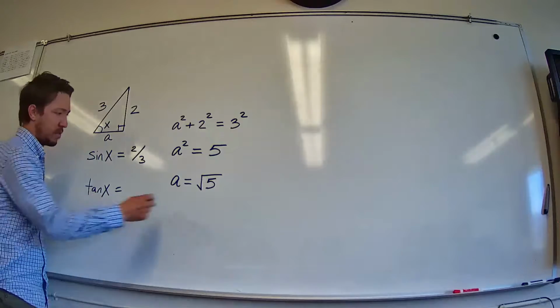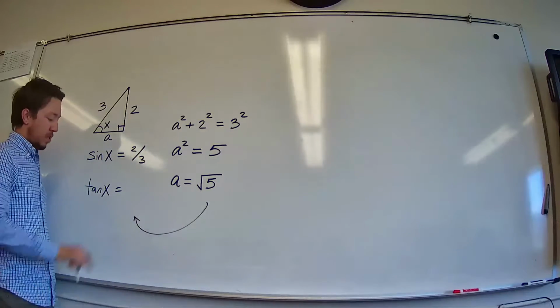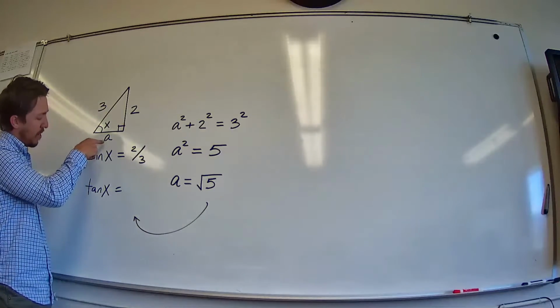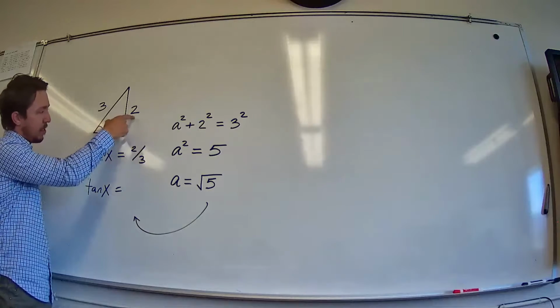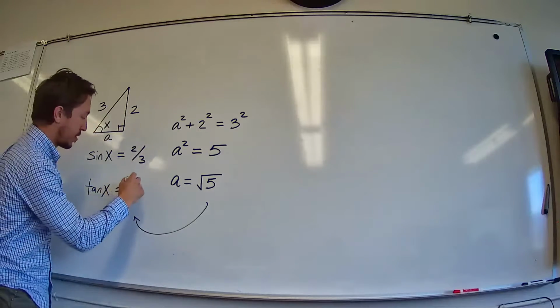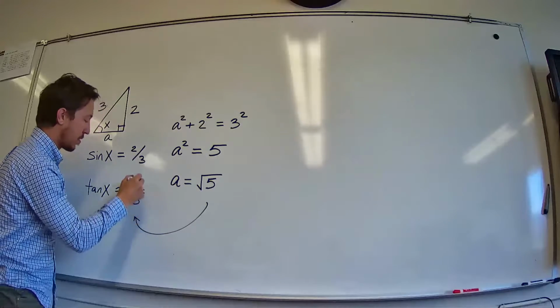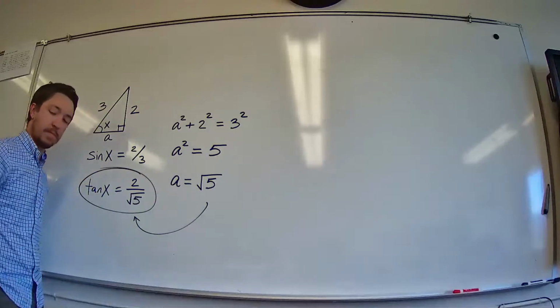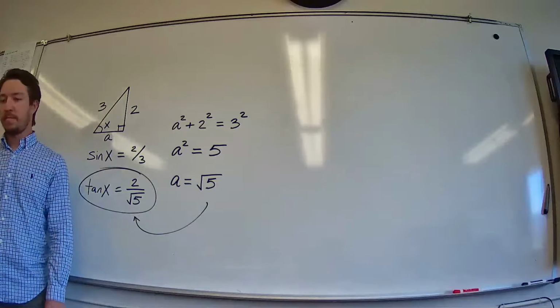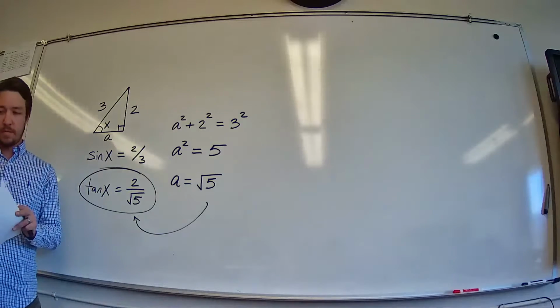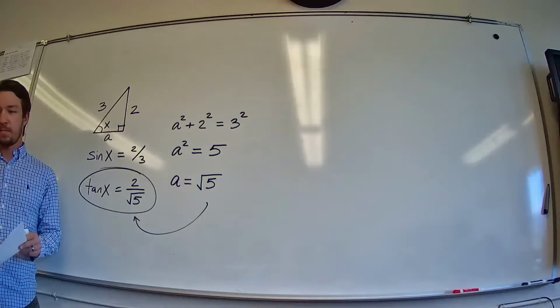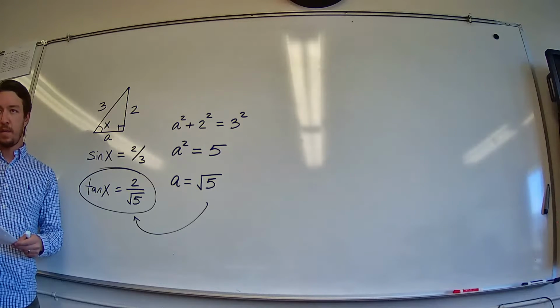So therefore, the tangent of my angle is opposite over adjacent, so it's 2 over the square root of 5. How do you feel? Good.